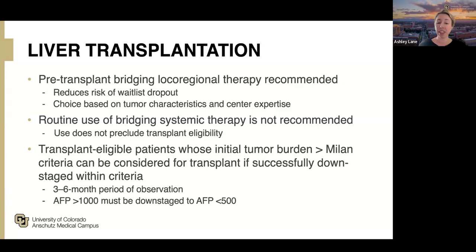If the AFP is significantly elevated, we must also downstage that. So we like it typically less than 500, but closer to normal is ideal. And then we know that post-transplant outcomes in those who have been successfully downstaged, those carefully identified patients, there's no significant difference in outcomes.